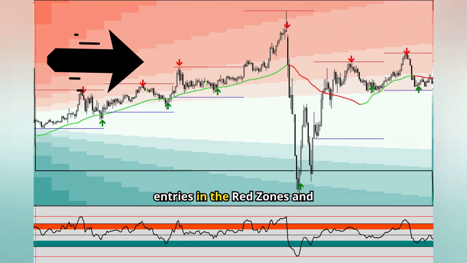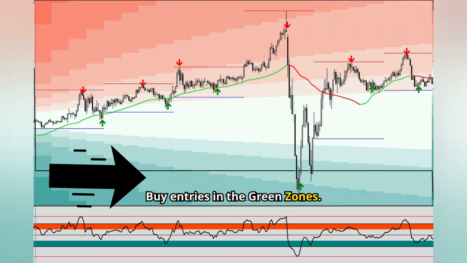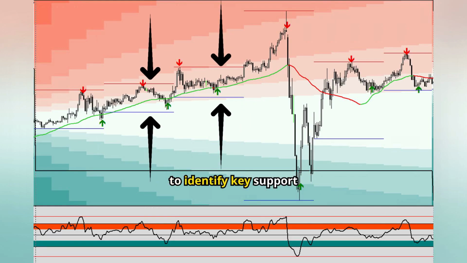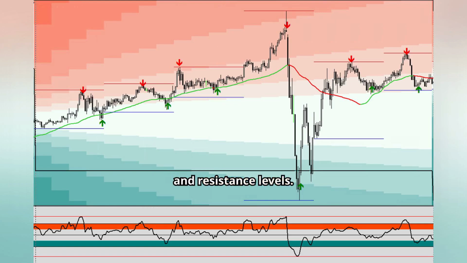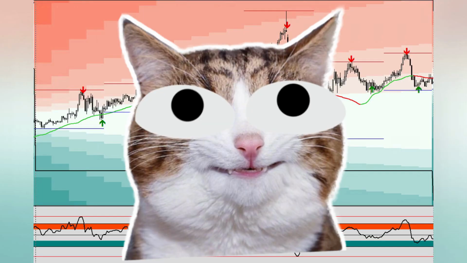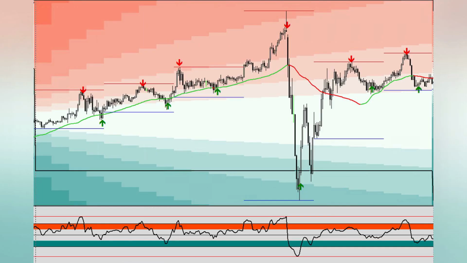Look for sell entries in the red zones and buy entries in the green zones. We also incorporate the 50 simple moving average and use 4-hour highs and lows to identify key support and resistance levels. Additionally, the RSI is utilized to spot overbought and oversold conditions. Now, let's dive into the strategy.